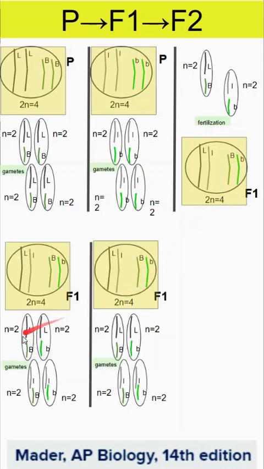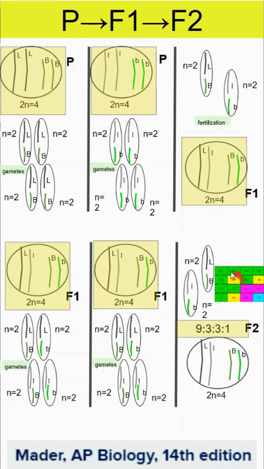When we look at the F1, these gametes can all be variable. So we can mix and match which L goes with which B. So we get these, again, haploid gametes, but they're all a little bit different. And when we have 2 F1s, again, fertilization is random. However, we end up with this phenotypic ratio of 9 to 3 to 3 to 1 in the F2 generation.